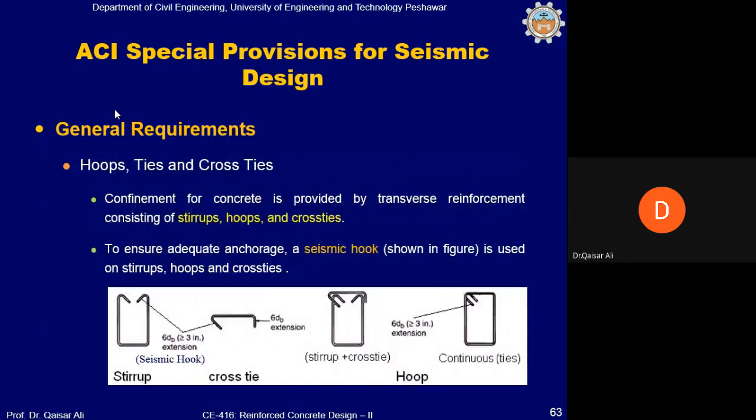Next, the types of stirrups and ties: stirrups, cross ties, and hoops. As I said earlier, the connections would be taking seismic movements, so these connections shall be properly confined and properly designed. This confinement can be obtained by using stirrups in the beams and ties in the columns. There are several types of these confinement elements.